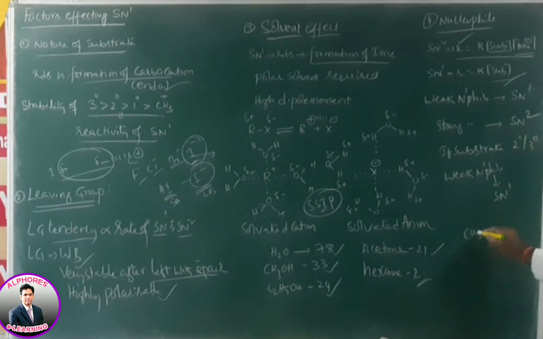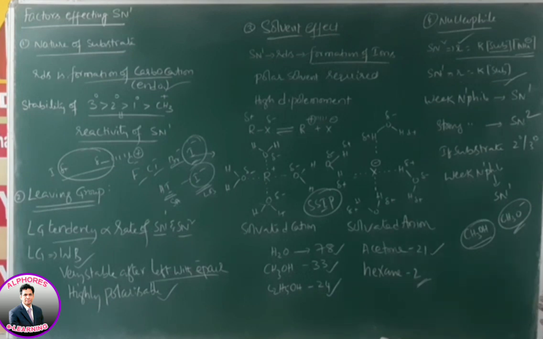Let us see CH3OH, which is a neutral molecule, and CH3O minus, which is the charged one. It is very clear: being a neutral molecule, methyl alcohol is less nucleophilic, or we can say a weak nucleophile. Methoxide ion is a strong nucleophile. A strong nucleophile promotes SN2, and a weak nucleophile promotes SN1 reaction.